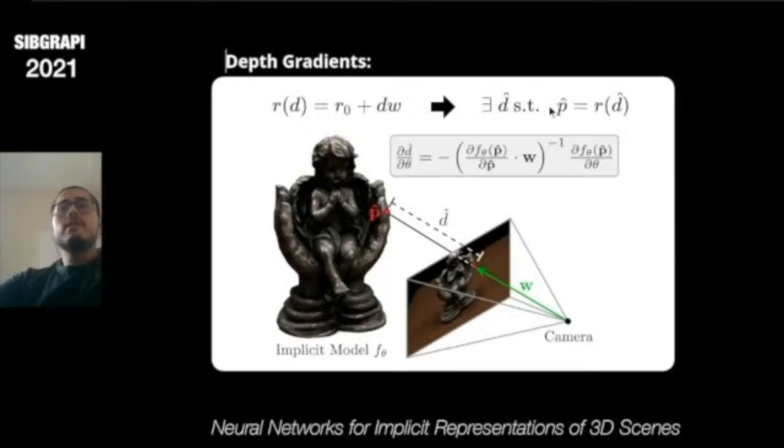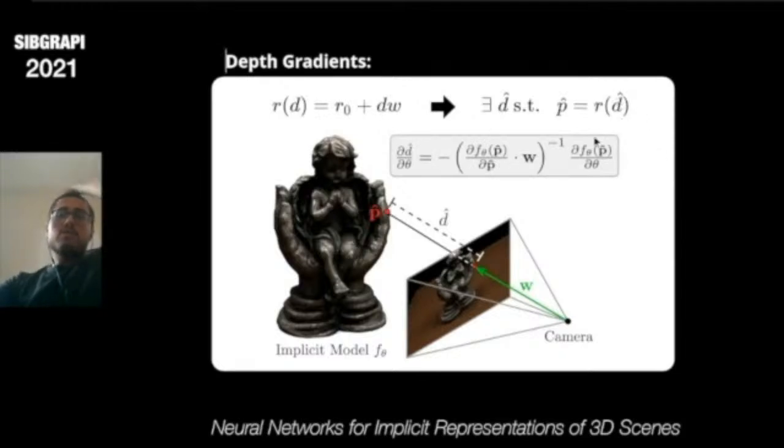What they do is differentiate this equation on both sides, and then you will have something in function of d hat. Your r0 disappears, and you have the derivative of d hat with respect to theta times w. Then what you want to do is compute the derivative of d hat with respect to the parameters.